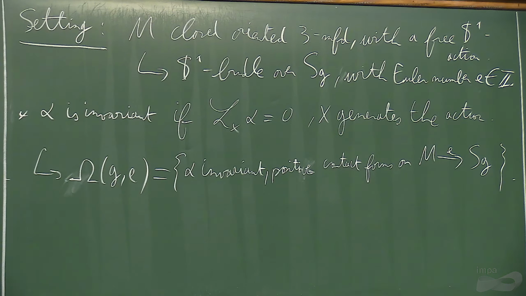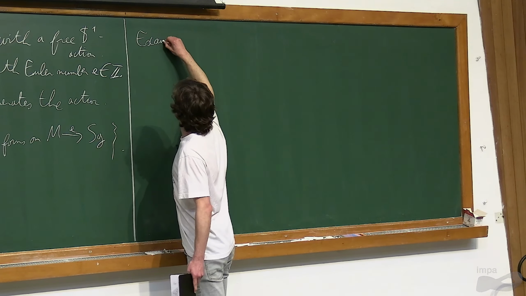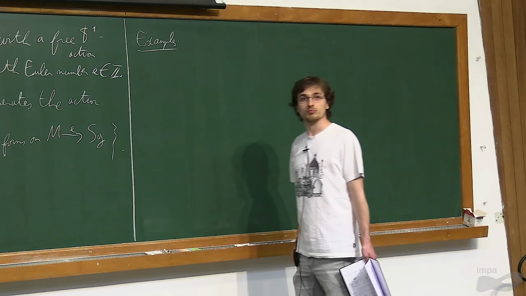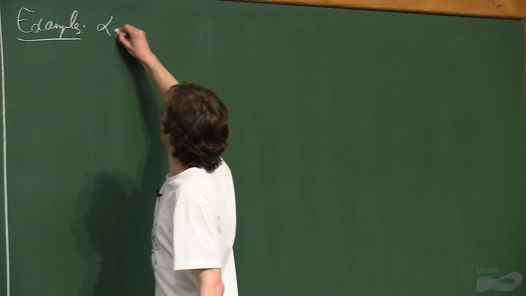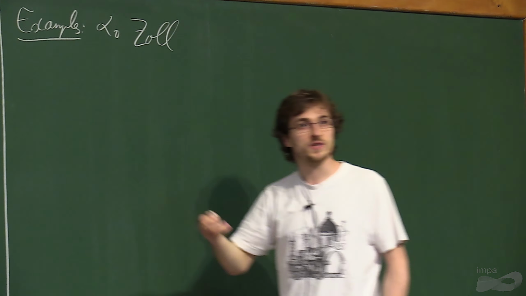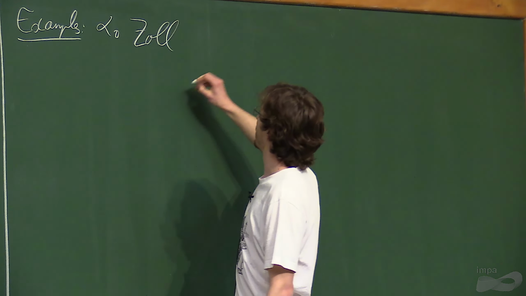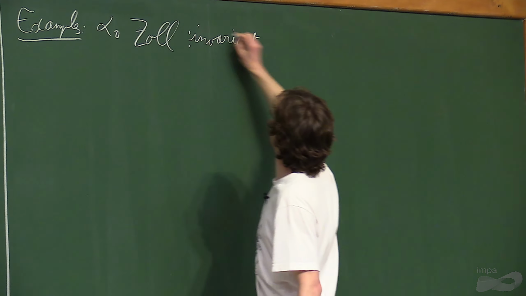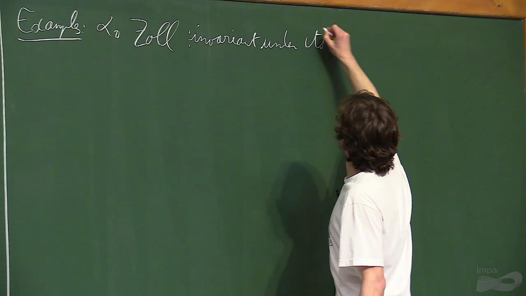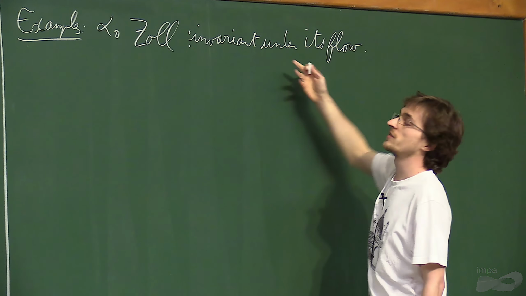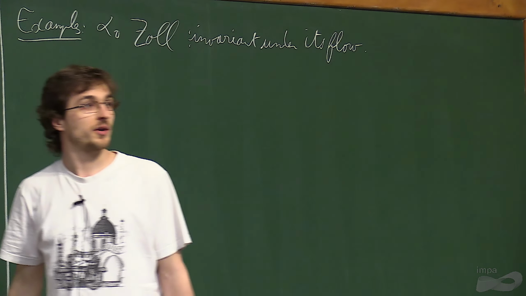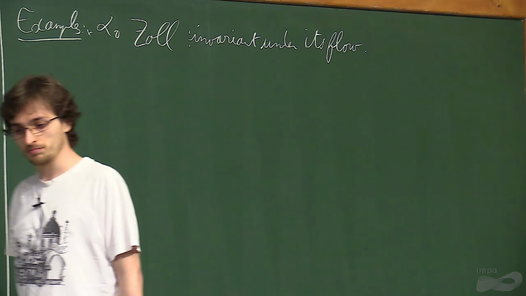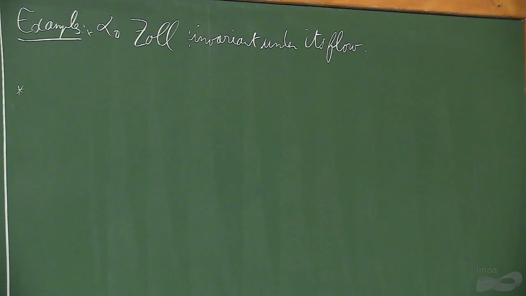Okay. So that's the space I want to study today. So maybe let's give a few examples. There are some rather trivial examples. For example, if alpha naught is Zoll, well, its Reeb flow induces a free S1 action on the manifold, and alpha naught is, of course, invariant under its flow. And it's very specific because here the S1 action is given by the Reeb flow of some contact form.